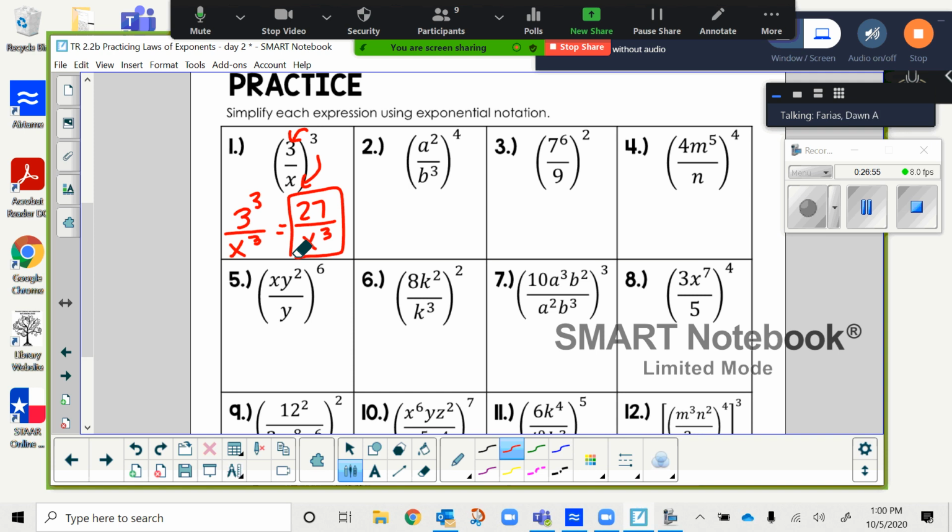On number 2, you've got stuff on top and stuff on bottom. All the stuff that you see there gets raised to the 4th power. So that 4th power distributes to the top and to the bottom. And like on the last rule, a power to a power means you multiply the exponents. So on the top, we have a to the 8th. And on the bottom, we have b to the 12th.